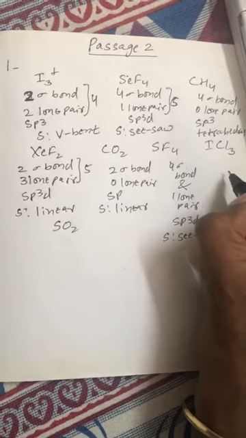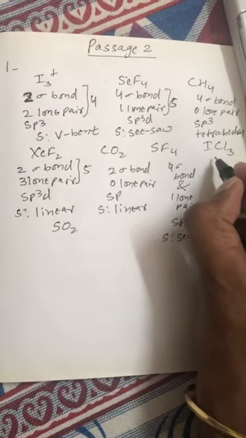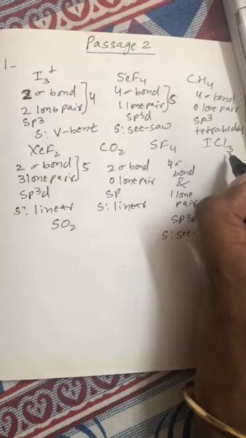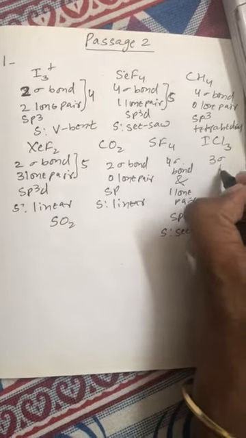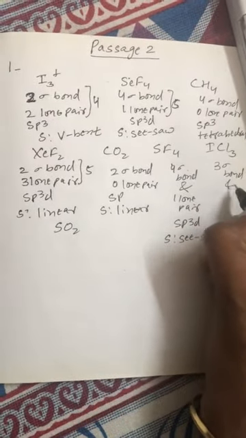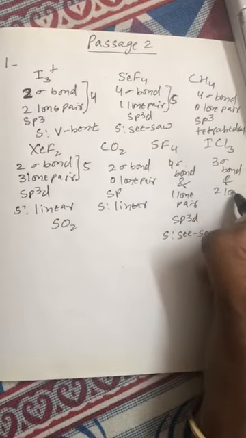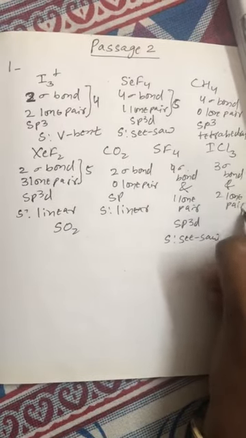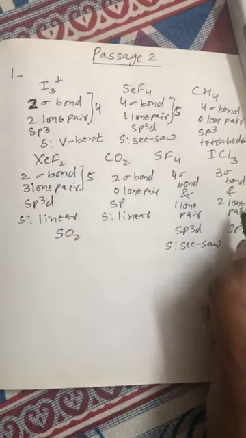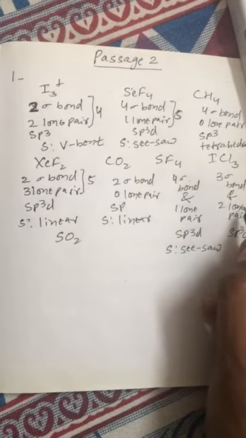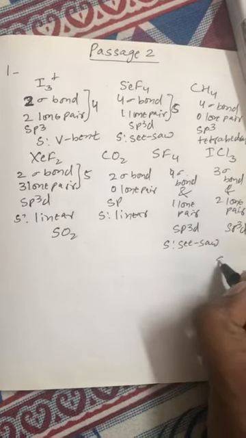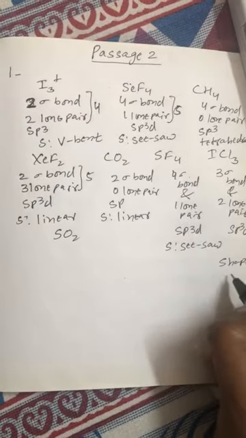In the case of ICl3, iodine has 7 valence electron, out of which 3 are used to form sigma bond. So 4 remaining electron will give 2 lone pair, that is sp3d hybridization. Now 2 lone pair will be at equatorial position, so it will be T shape.